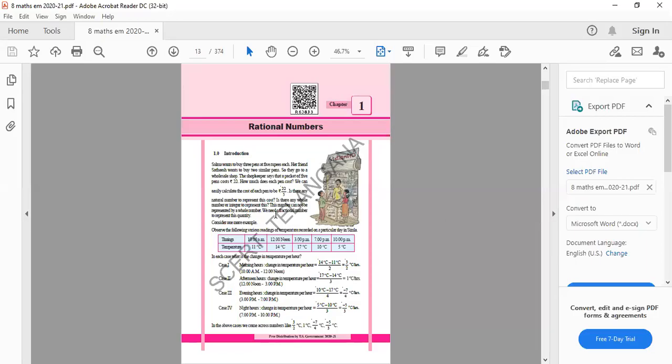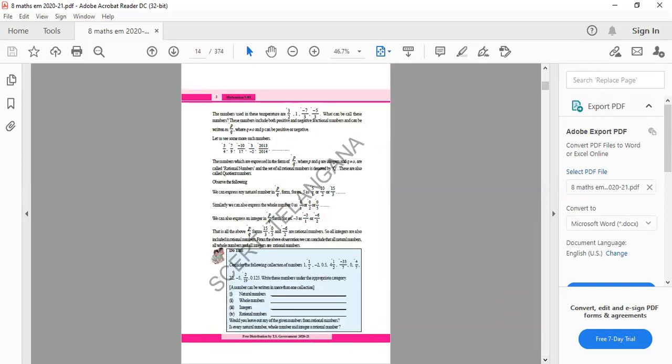Yes. Now let us start with what exactly rational numbers are. The introduction part comes under rational numbers. The number which we can write in the form of p by q comes under rational numbers. That is very clear because in the temperature example I wrote 3 by 2, minus 1 by 4, 5 by 3. The different cases we can see are all rational numbers.